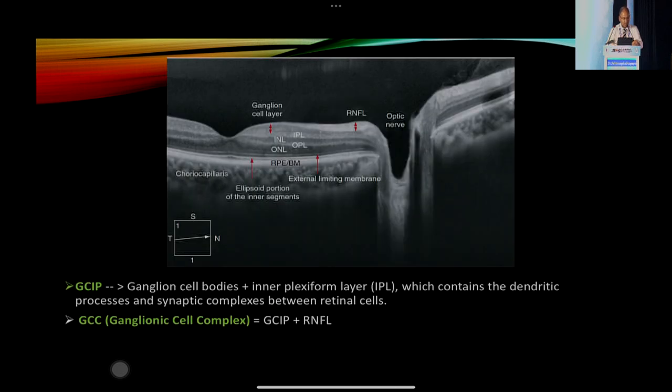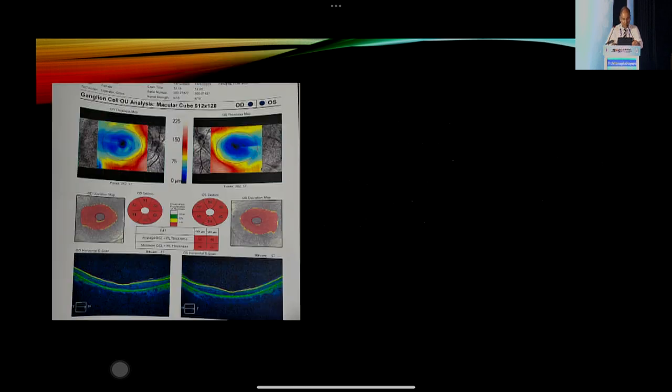So therefore, the concept of the ganglion cell complex comes up. The GCIP is ganglion cell bodies plus the inner plexiform layer. The ganglion cell layer is this part. And the ganglion cell complex is the GCIP plus the RNFL. All three put together is the ganglion cell complex.